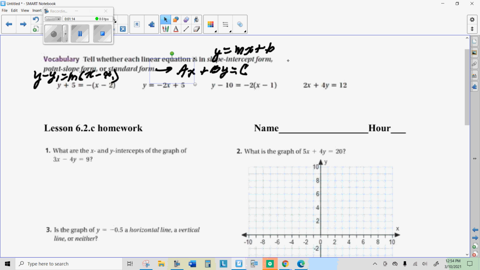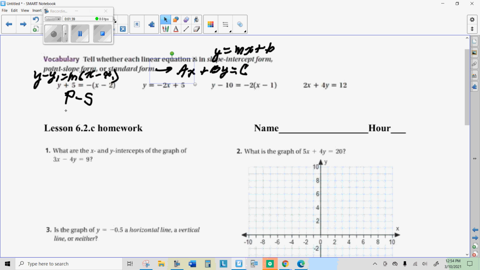Now in resources I have a formula sheet that is for 8th graders. It's the formula sheet you'll be able to use on MCA tests. I believe it has all of these forms in there, so you might want to print that out and have it nearby when you're working on stuff. But obviously this first equation, because it's big and it's got parentheses and all that, is point-slope form.